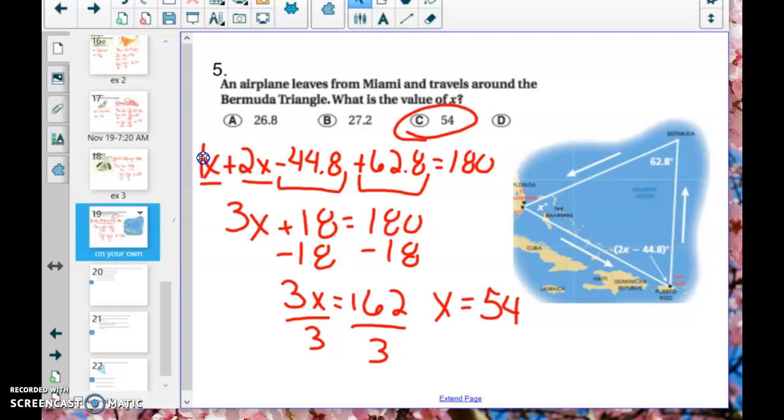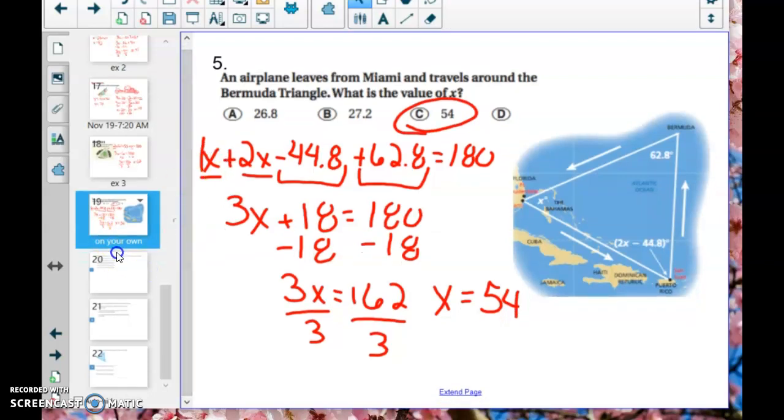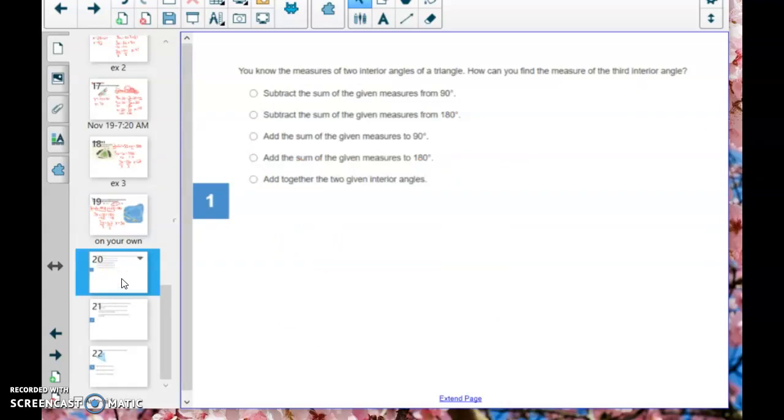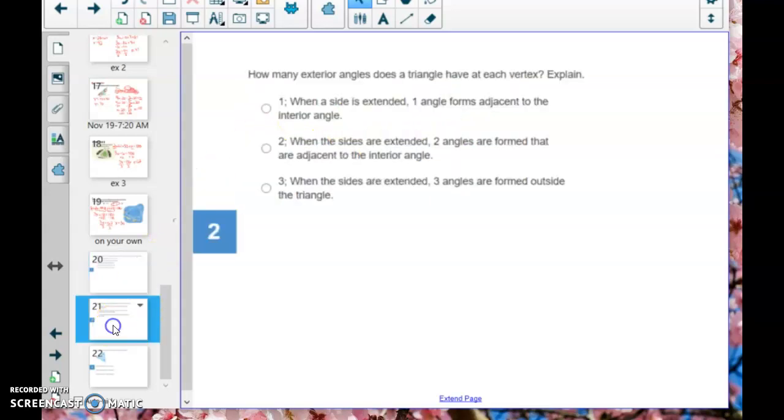Your homework, just like normal, is in bigideasmath.com. So looking at question number 1, it says you know the measure of two interior angles of a triangle. How can you find the measure of the third interior angle? Well, the sum of the measures is 180 degrees, so you could subtract the sum of the given measures from 180 degrees, and that would be the answer for number 1.